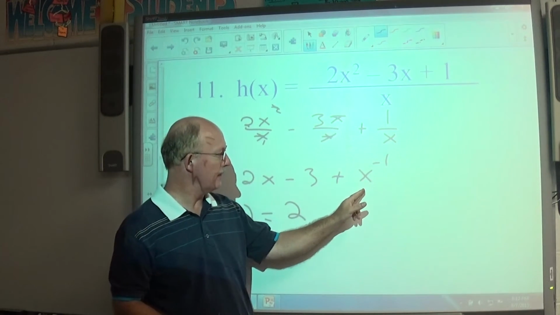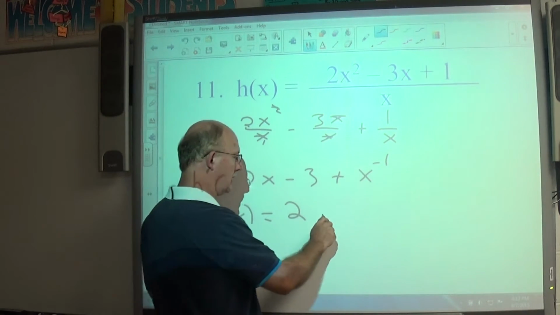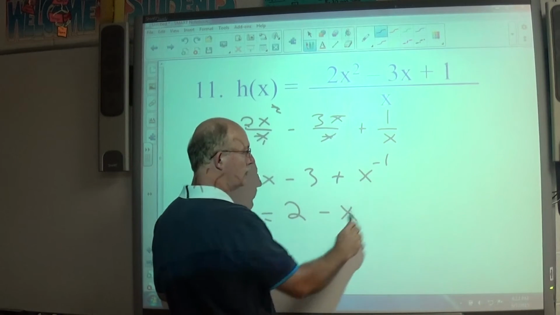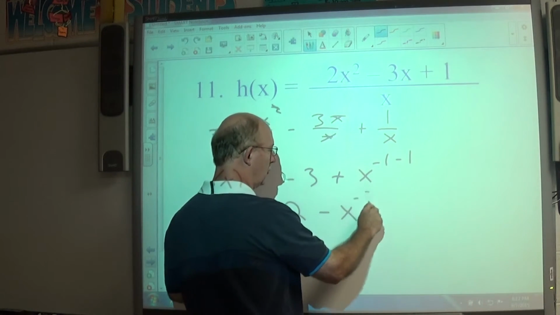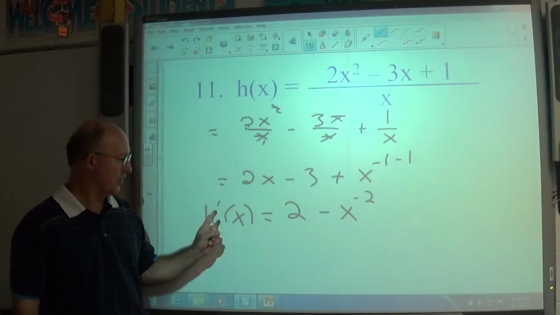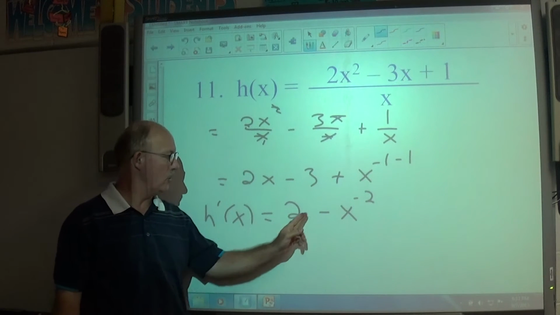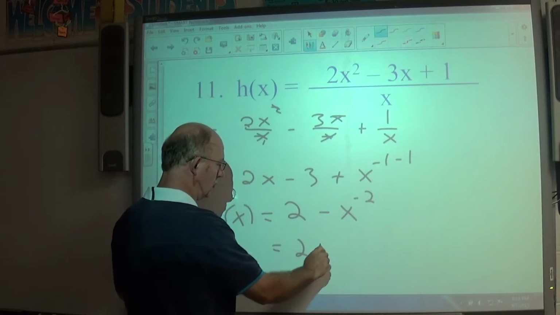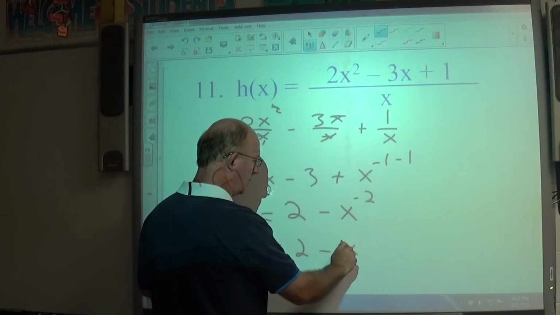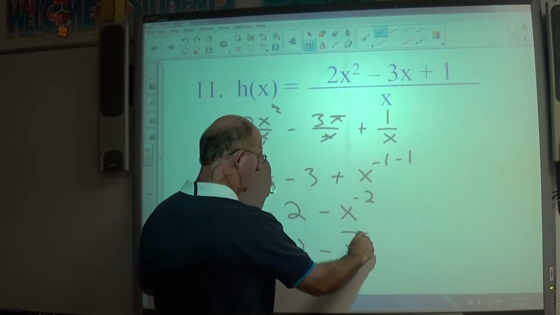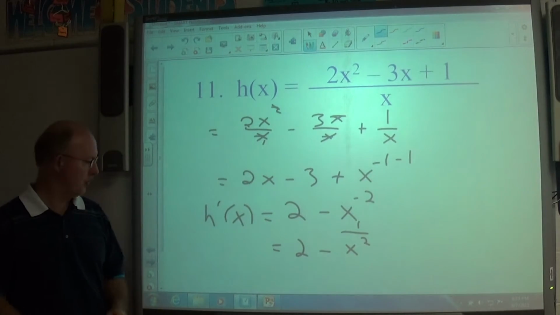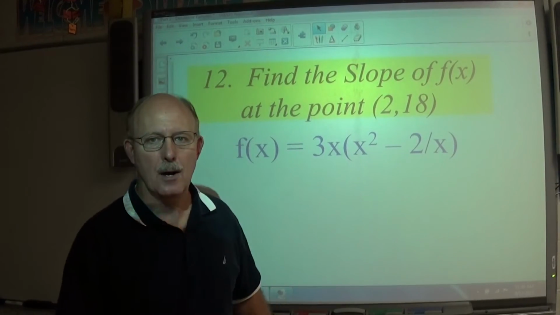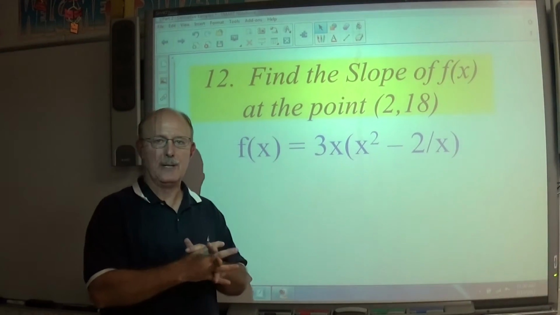Now the derivative of x to the negative 1, let's bring the negative 1 down. It'll be minus x, and you got to subtract 1 from your exponent, so it'll be to the negative 2 power. So that's the derivative. It's going to be 2 minus x to the negative 2 power. Now if you want to, you can write this as 2 minus 1 over x squared. So you can write it like that if you want to.